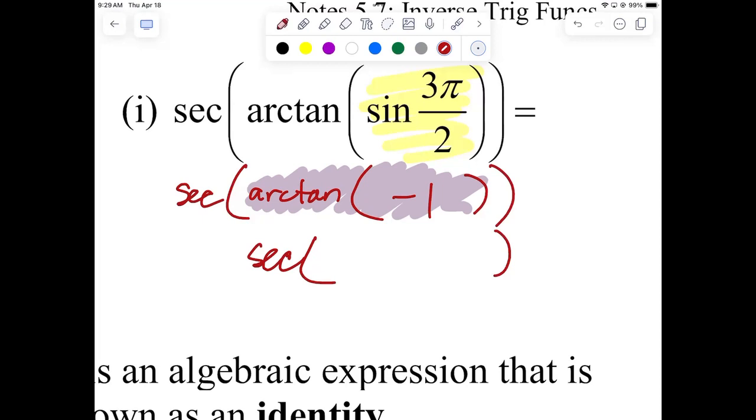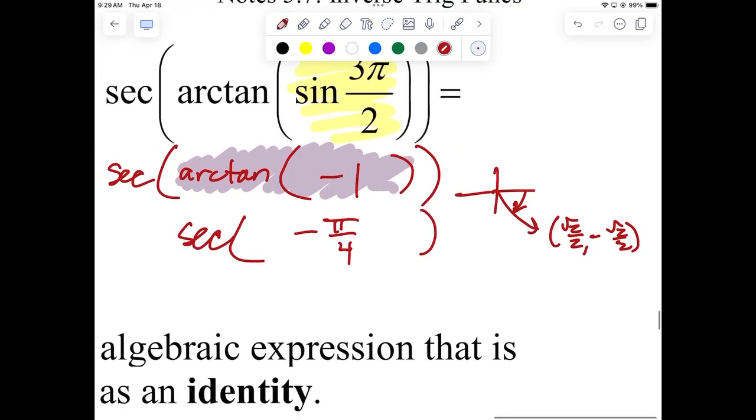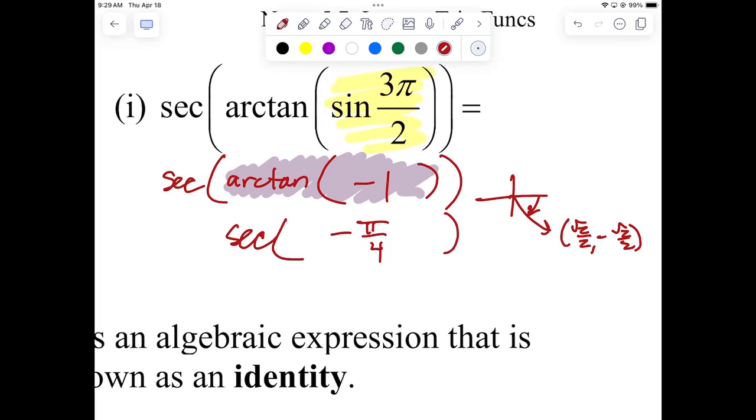Negative pi fourths. Yeah, because negative 1's down here. And the ordered pair at negative pi fourths is positive square root of 2 halves, negative square root of 2 halves. We memorized it as 7 pi fourths, right? But they're coterminal. Negative pi fourths and 7 pi fourths are coterminal.